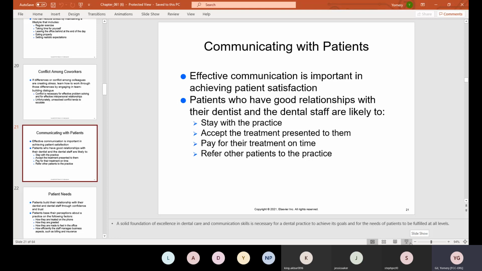Communicating with patients. Effective communication is important in achieving patient satisfaction. Patients who have good relationships with their dentist and the dental staff are likely to stay with the practice, accept the treatment presented to them, pay for their treatment on time, and refer other patients to the practice. So if you have a good relationship with patients, like you become their friends, you see them all the time, they're happy with the service that you give them, they're happy with the team, with the dentist, they usually do always come back and they refer other people that they know to your dentist.